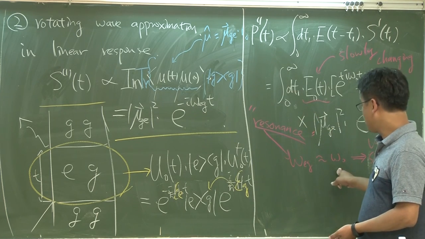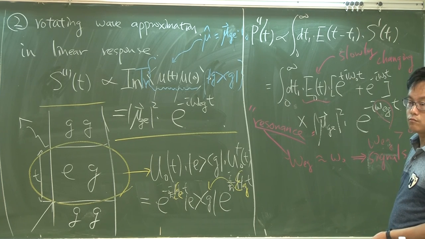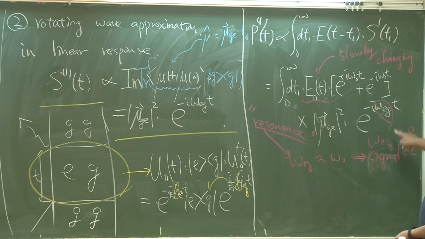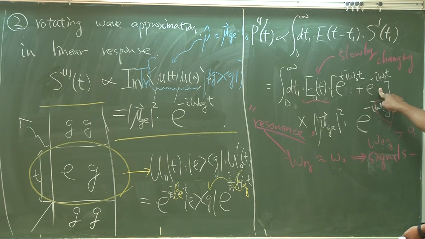And even at resonance, even when this condition is right, this comes in here, this is plus, this is minus, so you have this slow-moving or slowly changing part. However, these two terms will not cancel out, right? This term will change at an even higher frequency, with an even smaller value. So this term is not going to contribute.